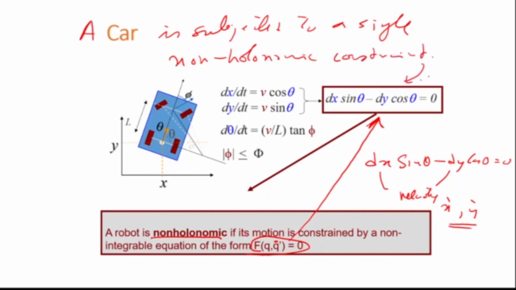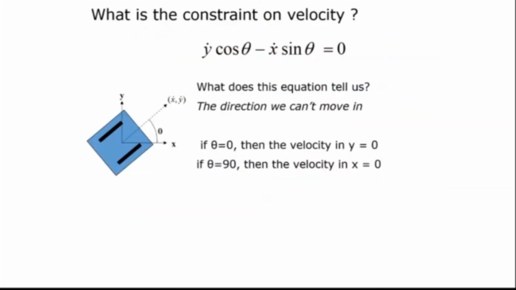Of this form, it is a non-holonomic constraint. This non-holonomic constraint will cause the car not to be able to move in some directions. The car cannot go sideways, but it is fully controllable. That means it can go and park, it can achieve every configuration.